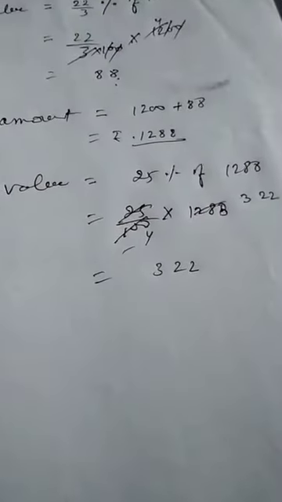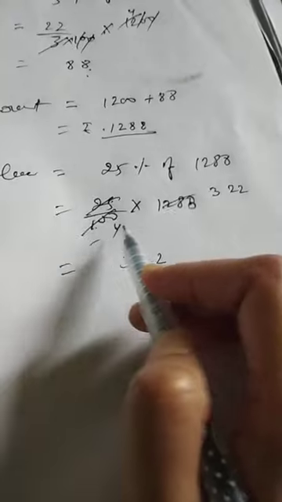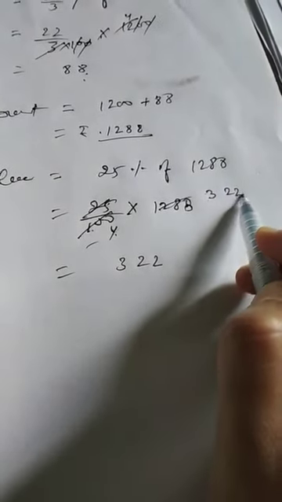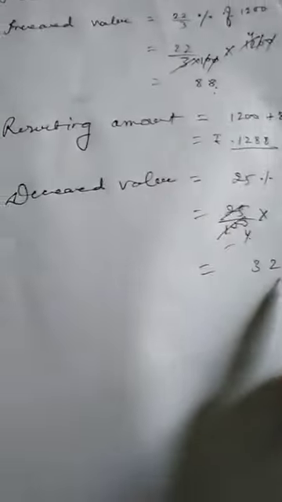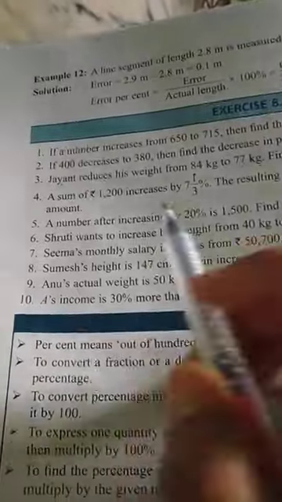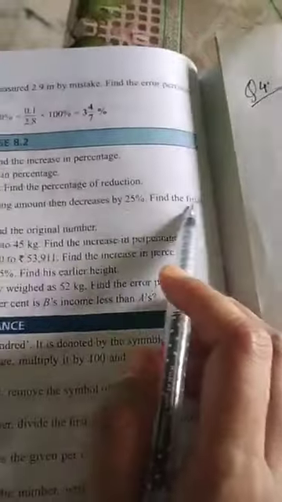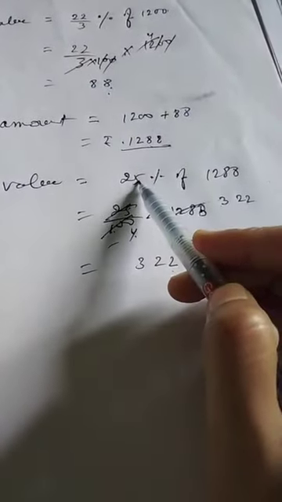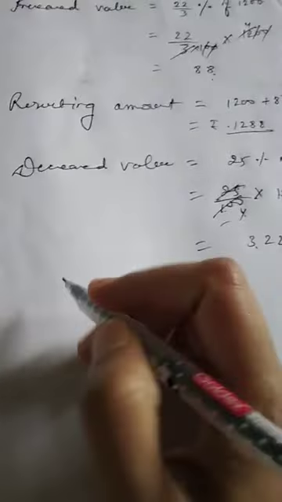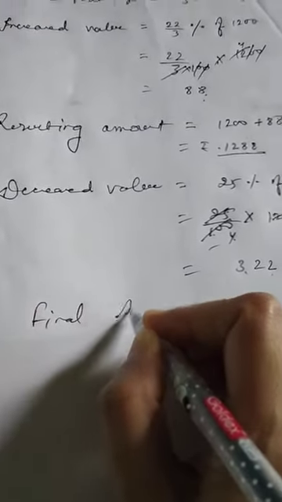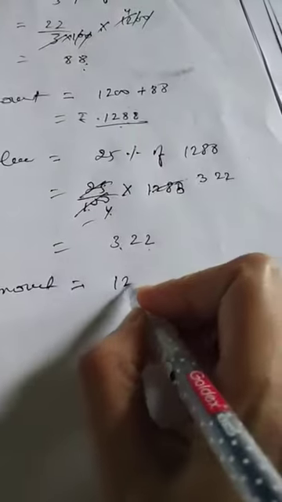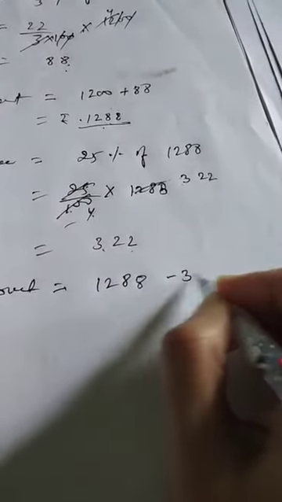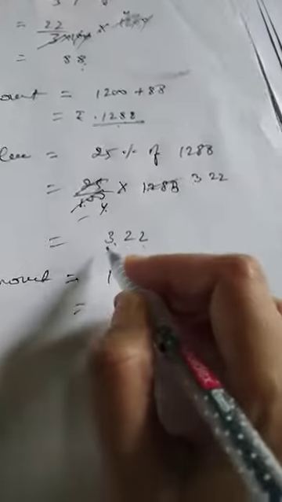1288. You can see here 25 4s are 100, then 4 3s are 12, 4 2s are 8, 4 2s are 8. 322 is the decreased value. You have to find the final amount. Final amount means the resulting amount was this, and from this a percentage was decreased, so the final amount will be what? Final amount is equal to the resulting 1288 minus 322, because this amount is decreased.